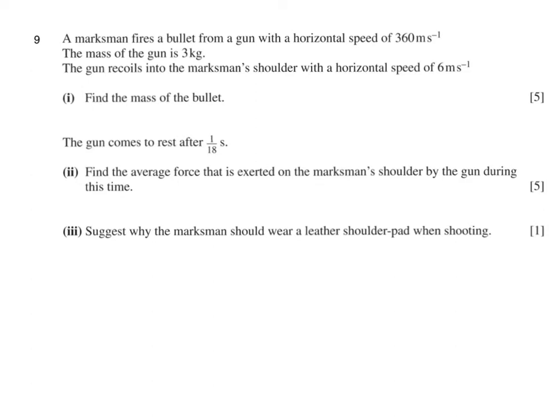So initially they're together, so you've got a combined mass to begin with, the bullet and the gun, and you've got a combined speed at the start as well. When the bullet is shot, they become separate particles, so the bullet and its velocity, and the gun and its velocity. Now, what is the combined mass? Well, it's 3 kilograms plus the mass of the bullet. That's what we're trying to work out.